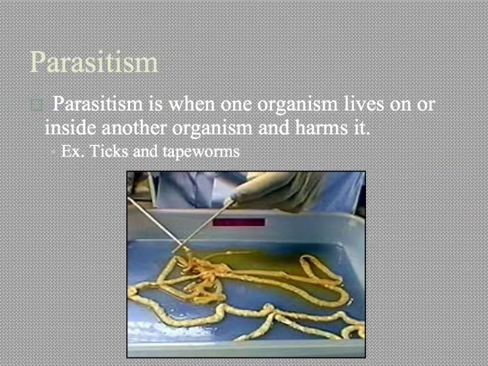The third and final one that we're going to discuss is parasitism. So this is where one organism lives on or inside another organism and harms it. So common examples are ticks and tapeworms. So again, parasitism, one is going to be harmed from it.